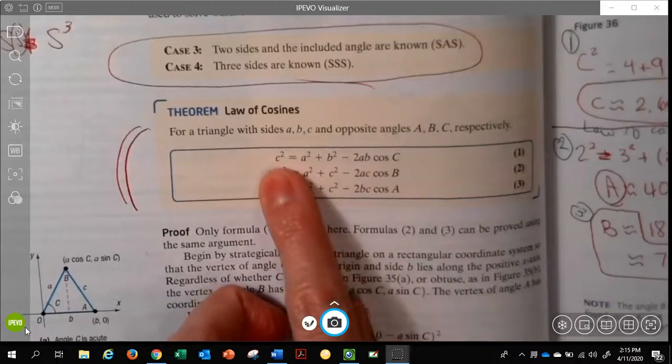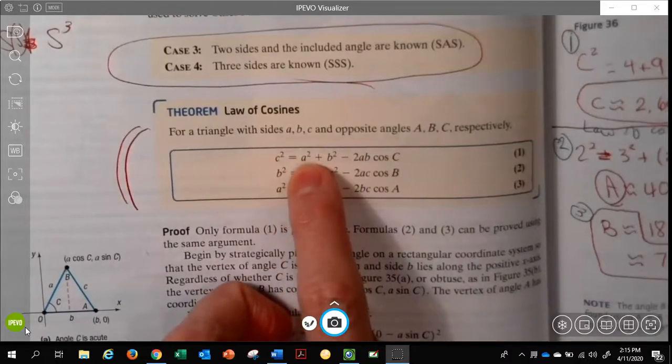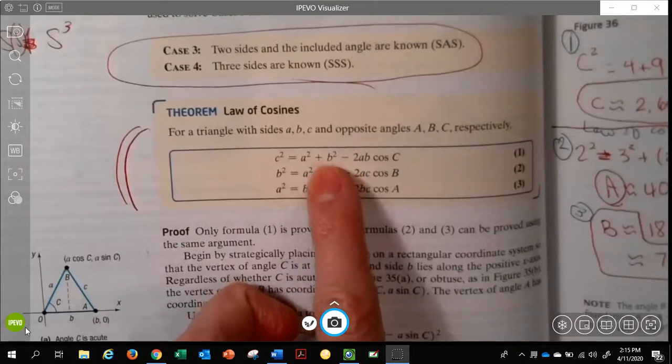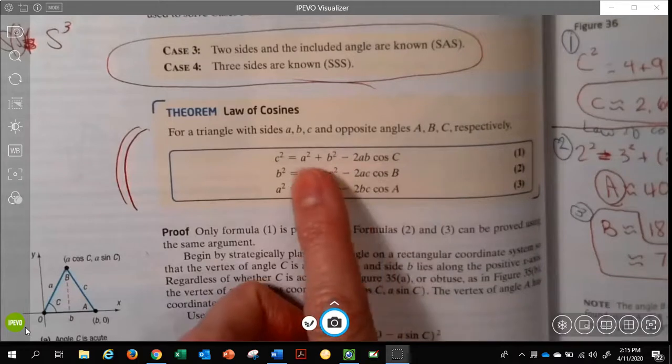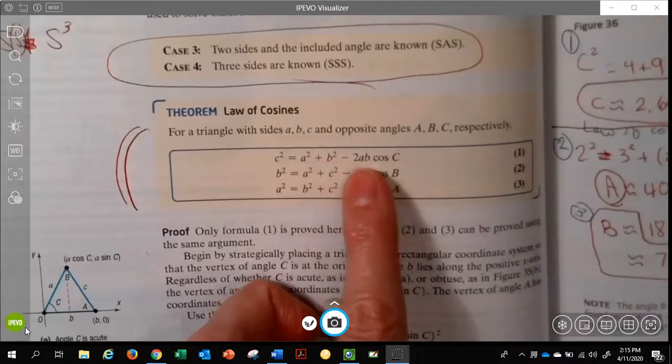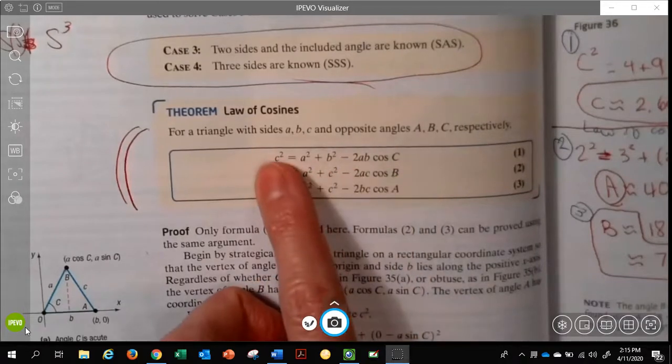And so we'll have a side squared. It's going to be equal to the other two sides squared, and we're going to add it up, and then we're going to subtract 2 times each of these sides not squared, and then times the cosine of the angle that goes with the side that we're looking for.